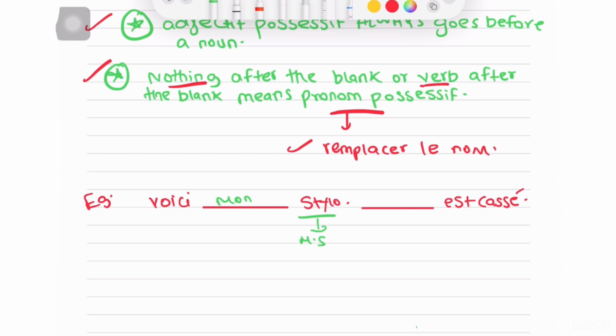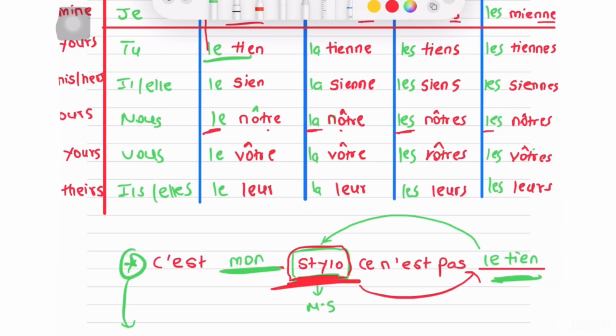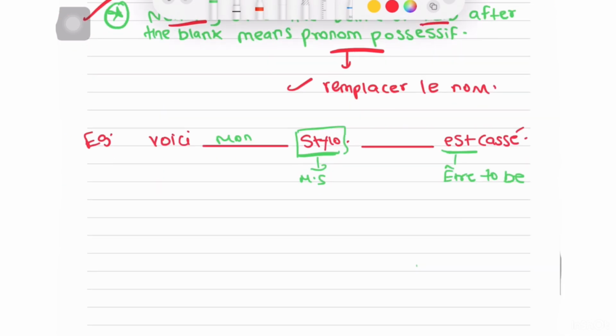Okay, so here est is your verb être, to be, and it is just after the blank. That means we don't have a noun. So we'll put pronom possessif. We don't have a noun because we're replacing the noun with the pronoun. Still we're talking about the stylo. So masculin singulier, yours as in with respect. Okay, maybe I'm talking to a teacher. So I'll use le vôtre. Le vôtre est cassé. So in this case, you have a verb after the blank.